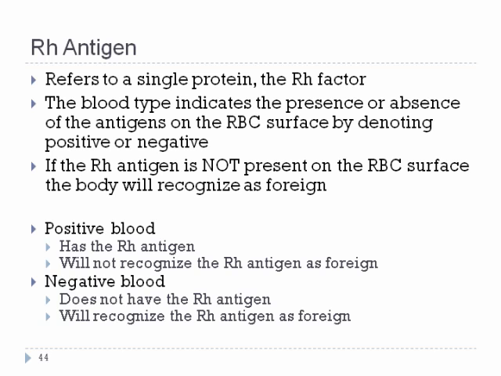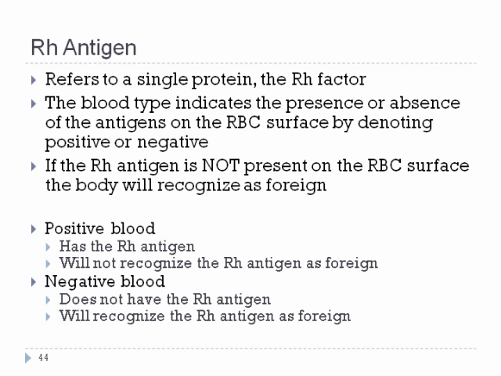Blood type also refers to the Rh antigen. Now this is just a single protein, so there's not two proteins. There's not an A and a B. There's just a single protein, the Rh protein or the Rh factor. And so, again, the blood type indicates the presence or absence of the antigen on that red blood cell surface.